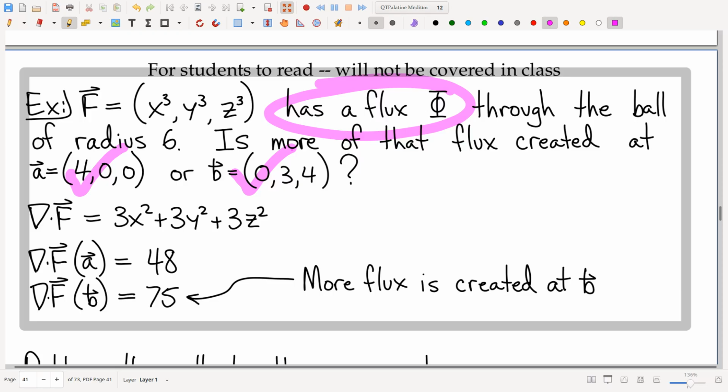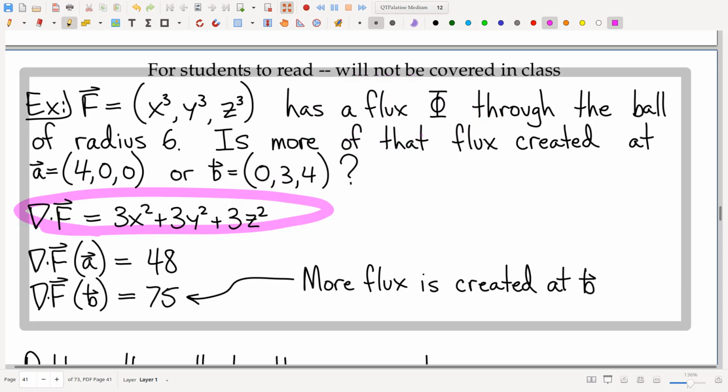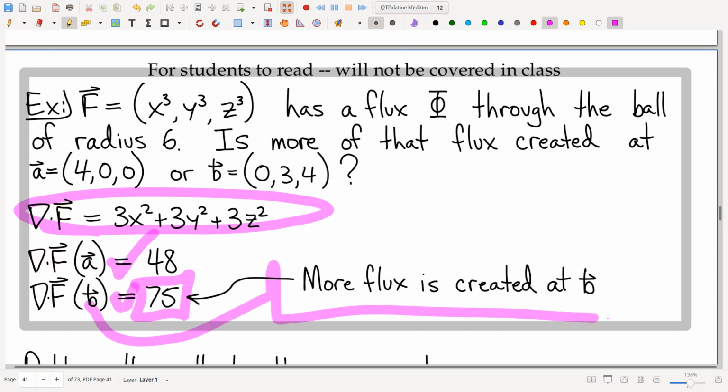And, well, if you want to know where the flux mostly comes from, you look at flux density. Flux density tells you where the flux is. Or if you want to, again, interpret it as flow of a fluid, it tells you where the flow is coming from. And so you just take those points, you plug in, you get the two different values, you see that this is the bigger value, and so therefore there's more flux coming from the point B than the point A, because the divergence tells us so.